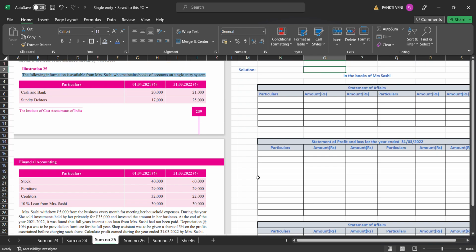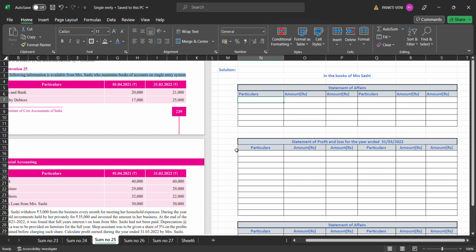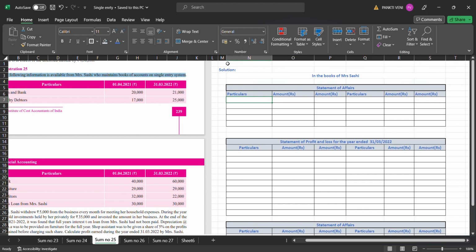So you are supposed to calculate profits. They have not given you opening and closing balance. So by default, you'll have to find out opening and closing balance of capital. So let's go for opening and closing balance of capital first. So cash and bank 20,000. Here it is 21,000. Then we have sundry debtors 17,000, 25,000.